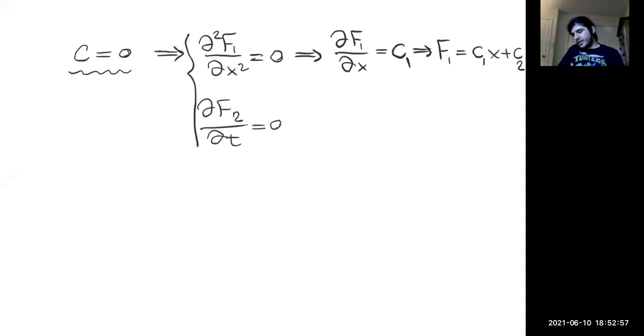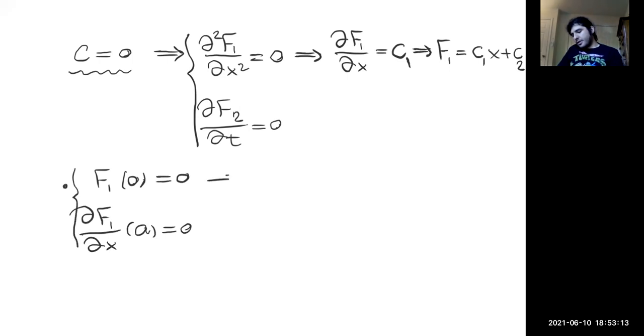Now let's try the boundary value conditions again. f1 of 0 should be equal to 0. That was one of the boundary value conditions. The other one was this one. So f1 of 0 is equal to C1 times 0, which is 0, plus C2. That should be 0. So C2 is 0 here. The derivative of f with respect to x is C1. This should be 0. It means C1 should be 0. Therefore, f1 is 0.